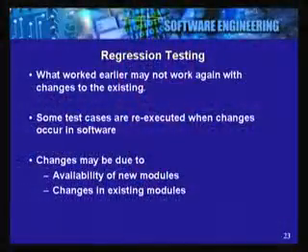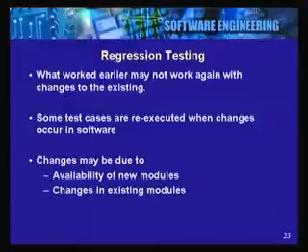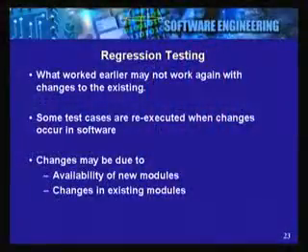There is another important testing strategy called regression testing. Software undergoes changes. What worked earlier may not work again after changes to the existing code. When we make changes to something that already exists, what we had tested earlier may not work again. So you have to carry out the test cases again if there is any change, and the tested modules depend on what has undergone changes. It depends on the severity of changes and the variables that you change; the effects might be different. The effects or dependencies get propagated to the modules which are dependent on the module that undergoes changes. So some test cases are re-executed when changes occur in the software. Changes may be due to the availability of new modules or changes in existing modules.